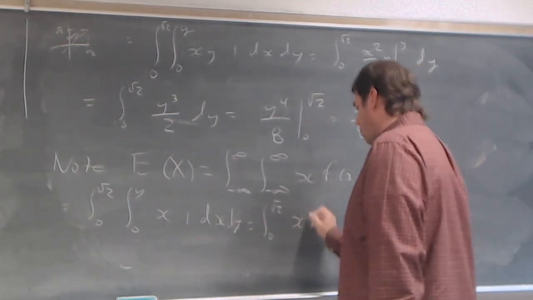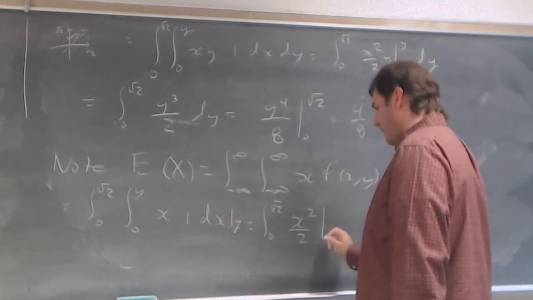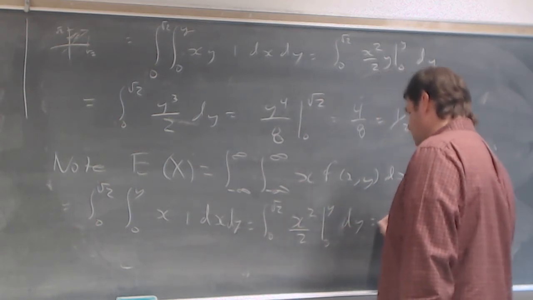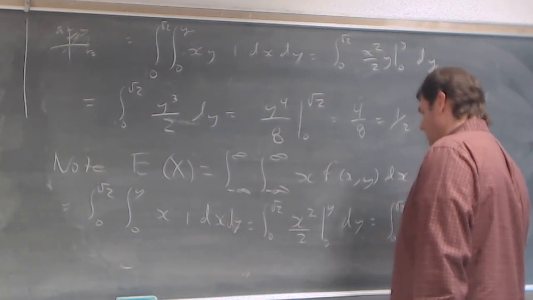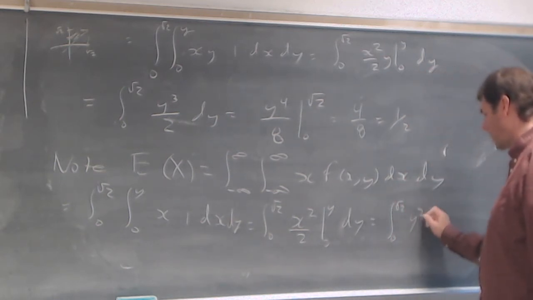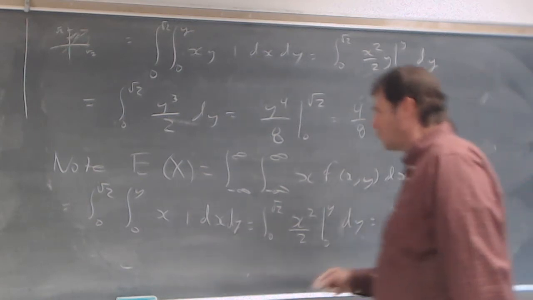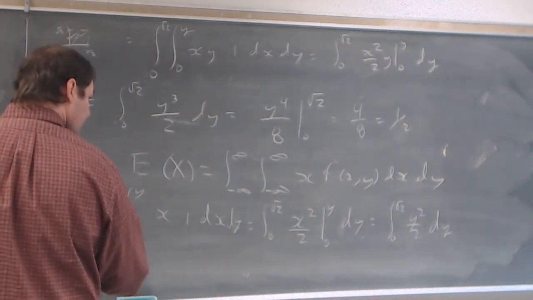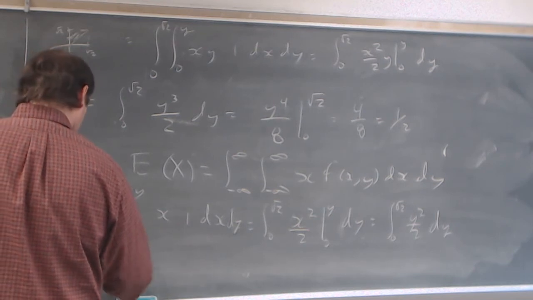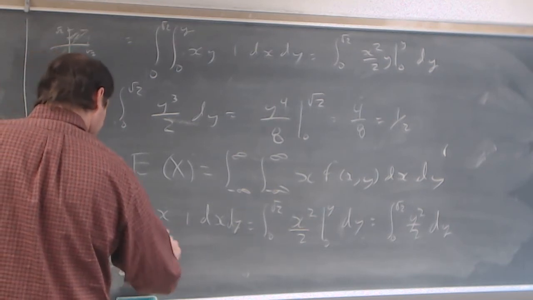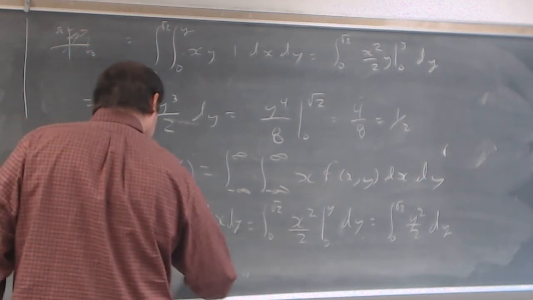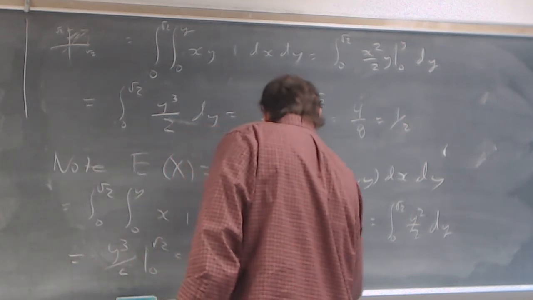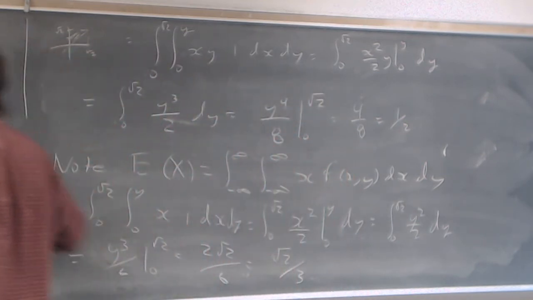This is going to be x squared over 2, evaluated from 0 to y, dy, which is going to be equal to the integral from 0 to square root of 2 of y squared over 2 dy. When I integrate that, I get y to the 3rd over 6, evaluated from 0 to square root of 2, and that ends up being 2 times square root of 2 over 6, or just the square root of 2 over 3. So that's the expected value of x.